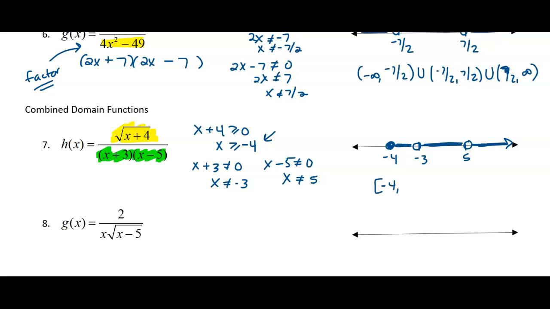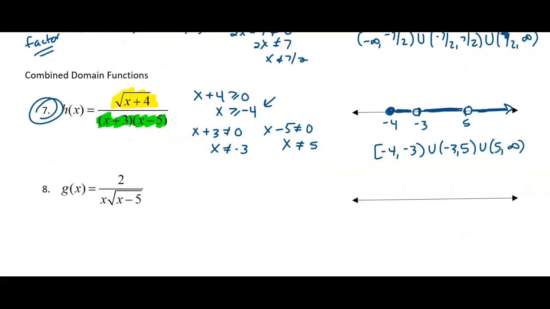So it's going to be bracket negative 4 to negative 3 with a parenthesis on the negative 3, union negative 3 to 5, parenthesis on both ends there, union 5 to infinity with parentheses on the 5 and the infinity. So you can see that when they combine these functions, these ideas, there can be a lot of different things to think about. So these are the ones where you're really going to need to slow down and make sure you're thinking about all the different parts of the function.